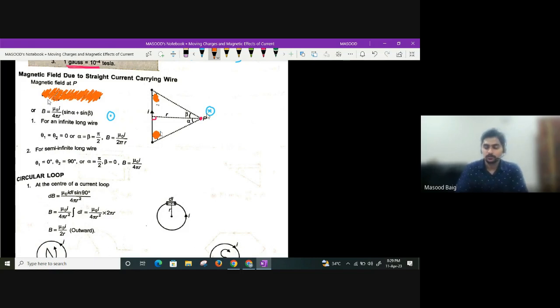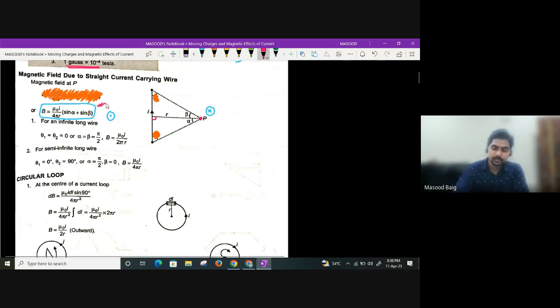Okay, so we are interested in finding magnetic field at point P, which is at a perpendicular distance r from the finite current carrying wire. From the given point to one end, I'll draw a dotted line. From the given point to the other end, I'll draw dotted lines. The angle made by these dotted lines with the horizontal will be taken as alpha and beta, and magnetic field will be given as mu naught I divided by 4 pi r times sine alpha plus sine beta.